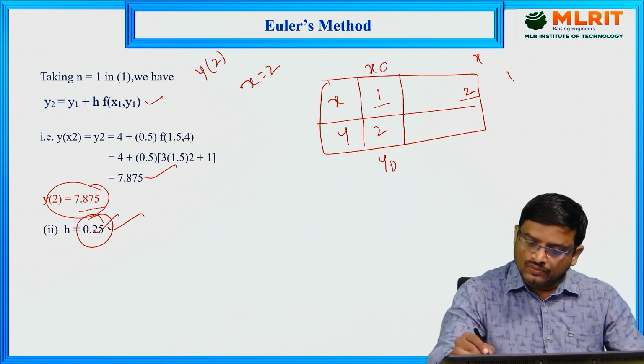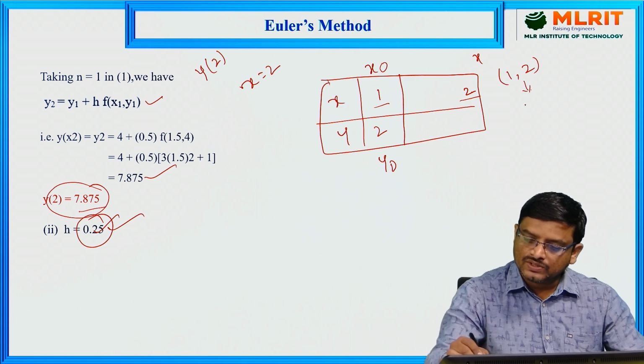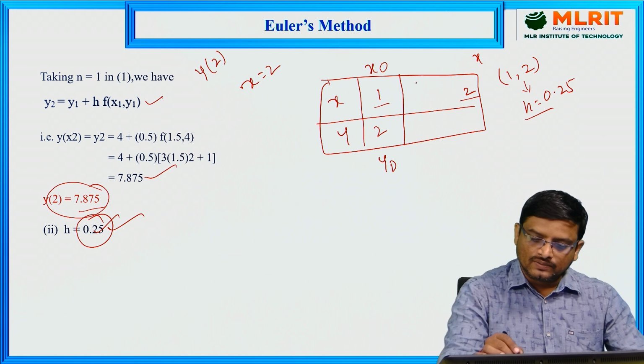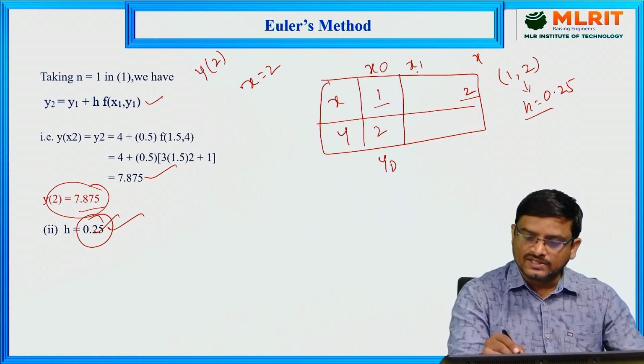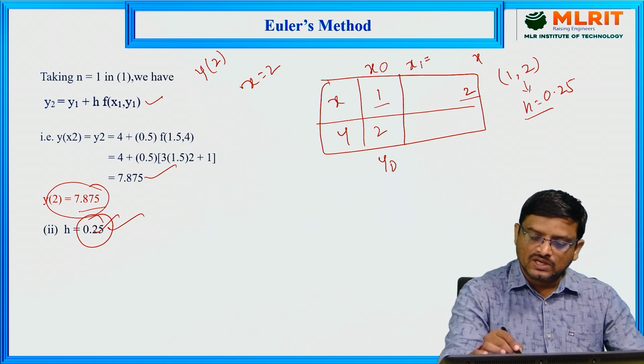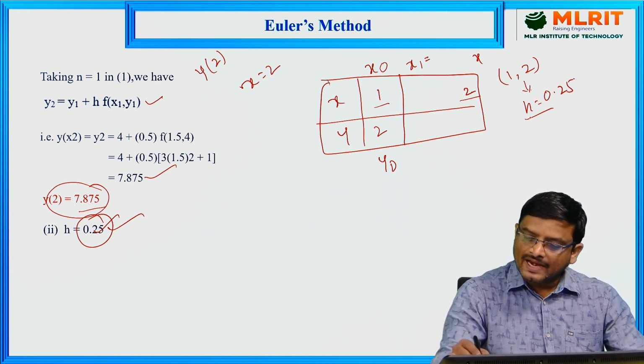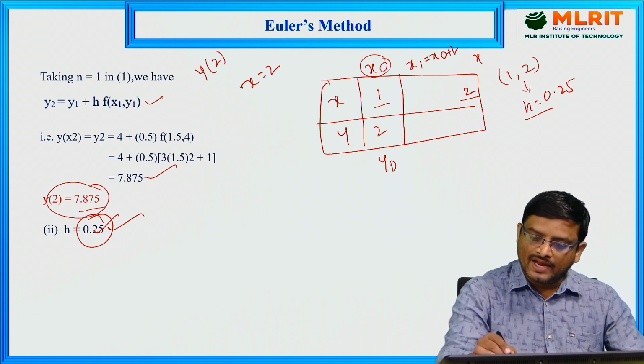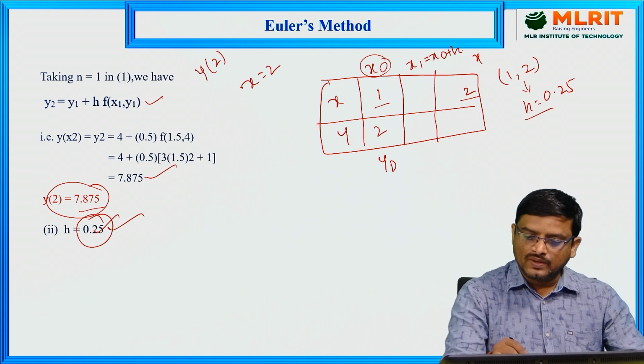Now what we have to do is divide this interval 1 comma 2 into sub-intervals whose step length is equal to 0.25. Now according to this condition we have to construct the table here. After the x0 value, we will represent the next x value as x1. In order to get x1, just add this h value to its previous value. Our previous value is x0, which is 1.